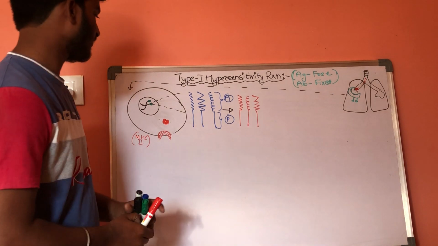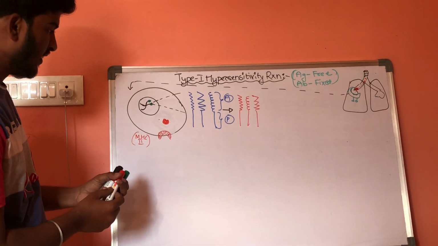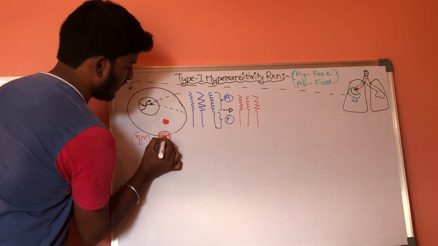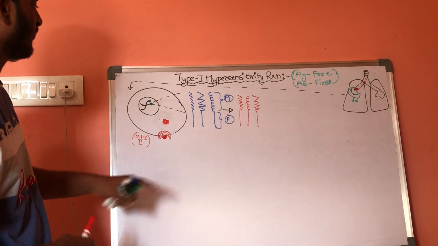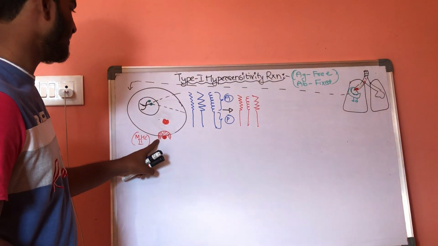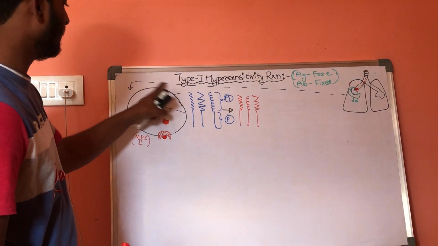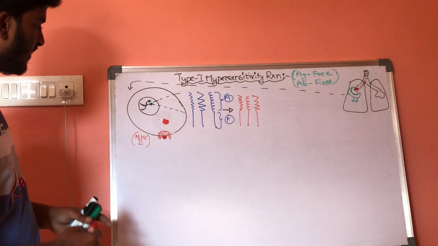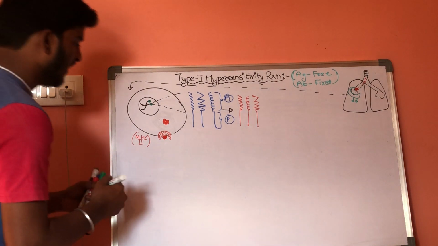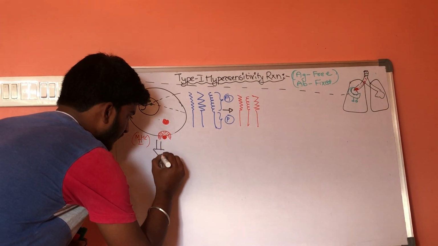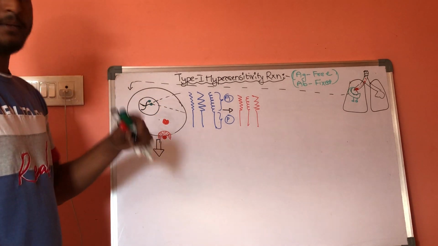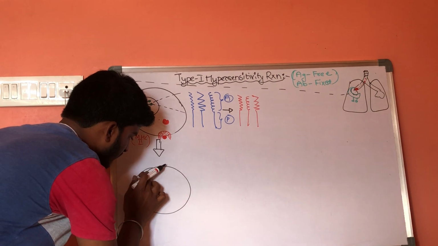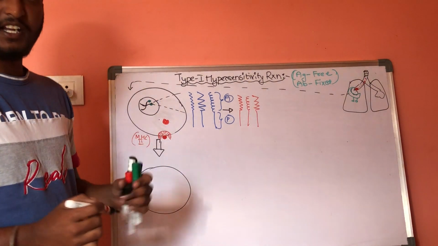With that, it also expresses the foreign material. Now, this is a pollen antigen and this is the MHC class 2 protein. This is also called an antigen presenting cell. Now, this antigen presenting cell will be exposed to the T helper cells. Let us consider this is one T helper cell.